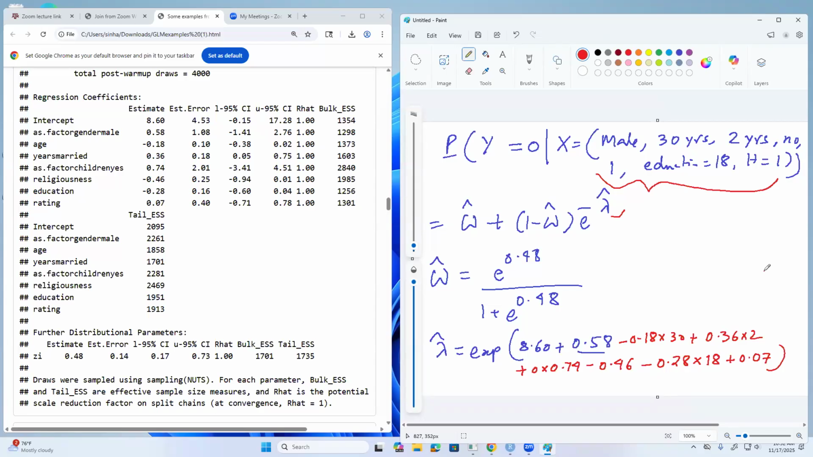This is a plug-in estimate. What I showed you is the plug-in estimate, where you just plugged in the posterior mean.